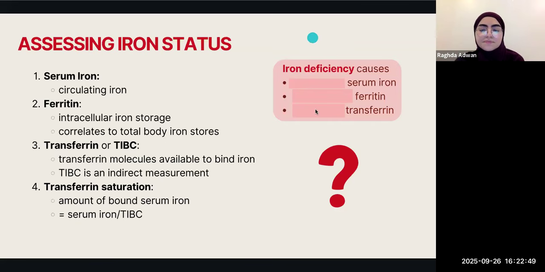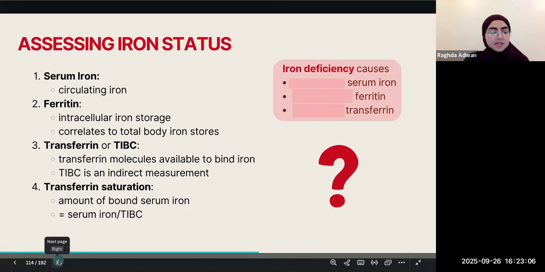Okay, perfect. So now think of it like this. If there's iron deficiency, how is it going to affect these parameters when you take the blood test from somebody? Let's say you're the doctor, you're looking at somebody's blood test. If they have iron deficiency, what is going to happen to their iron, their ferritin, and their transferrin? Okay, let's start with serum iron. Any guesses for what's going to happen to the serum iron?